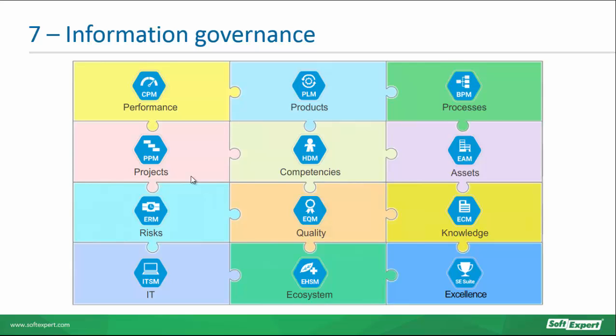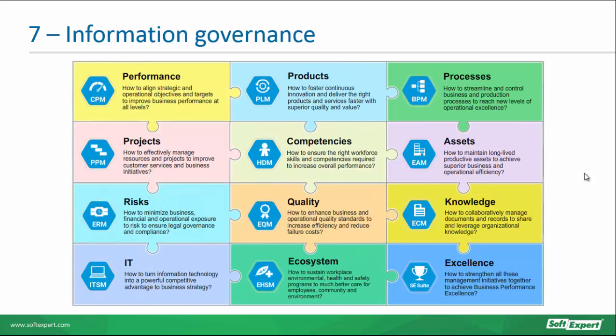So the idea here is that ECM is just one piece of the company's information governance or excellence. Okay, so we have projects, performance, processes, risks, quality management, all in one system. And considering this, knowledge and information management is just one of these pieces that can also be used in a unified approach with the same solution, with the same functions, with the same interface to provide users and administrators all of these benefits. As we can see, products help align strategic and operational objectives and targets to improve business performance at all levels.